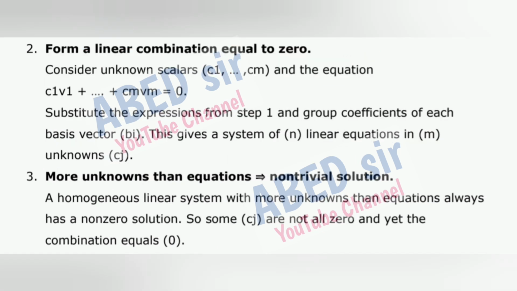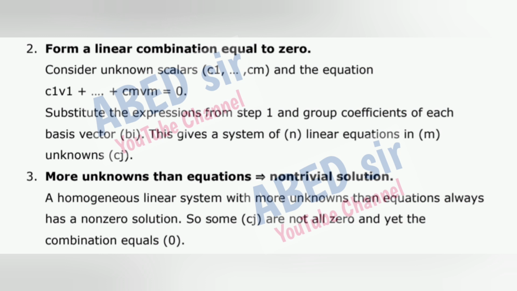Form a linear combination equal to 0. Consider unknown scalars c1, ..., cm and the equation c1v1 + ... + cmvm = 0. Substitute the expressions from step 1 and group coefficients of each basis vector. This gives a system of n linear equations in m unknowns cj. More unknowns than equations means a non-trivial solution.